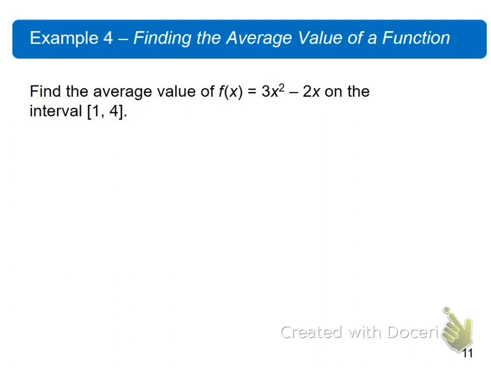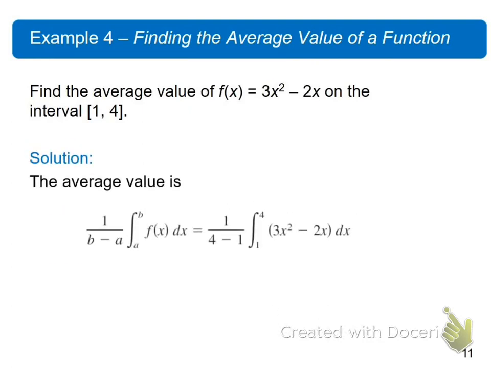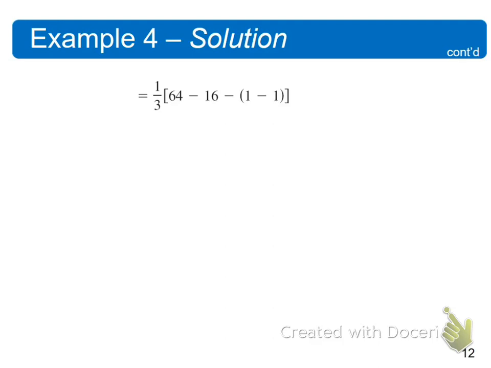So if I say find the average value of this function on this interval, I'm going to set this up just like this. 1 divided by 4 minus 1 is 3, so 1/3 times the integral from 1 to 4 of 3x squared minus 2x dx. You take the antiderivative of 3x squared, which is x cubed, and the antiderivative of minus 2x, which is x squared, from 1 to 4. You plug in f of 4 minus f of 1, and you end up with 48/3, which is the average value.